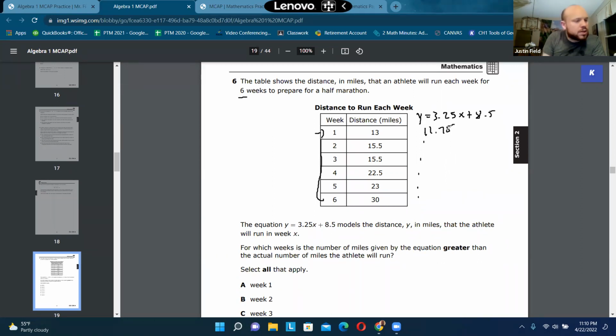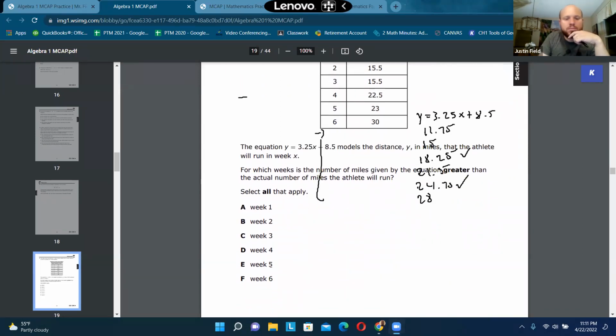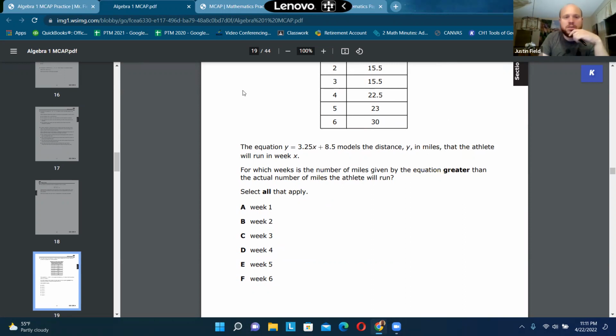2 is 15, 18.25, 21.5, 24.75, and 28. So which weeks is it greater? It's greater on week 5. It's greater on week 3. And that's week 5 and week 3. E and C. Select all that apply. All right, so there you go, using our calculator.